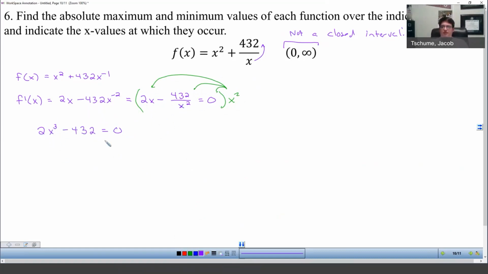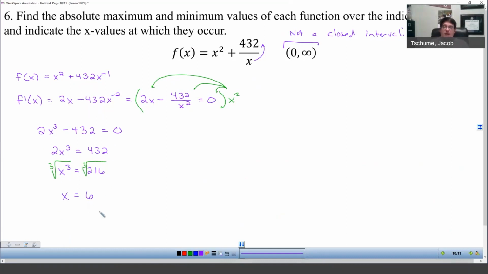All right, set this equal to 0. If I move the 432 over, that is 4x cubed equals 432. If I divide both sides by 2, that is x cubed equals 216. And then if you take the cube root of 216, we can say that x is equal to 6.